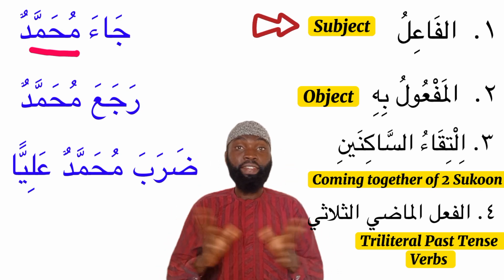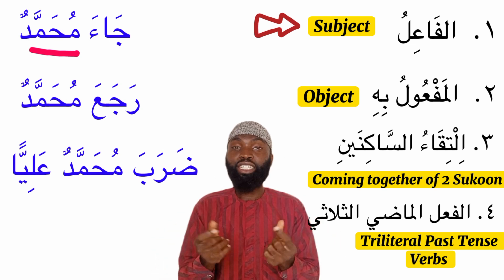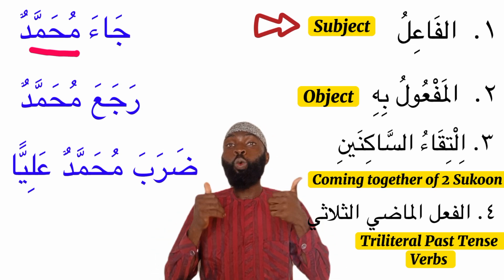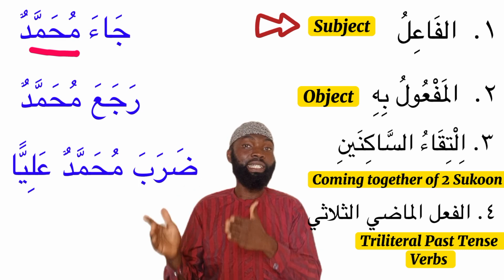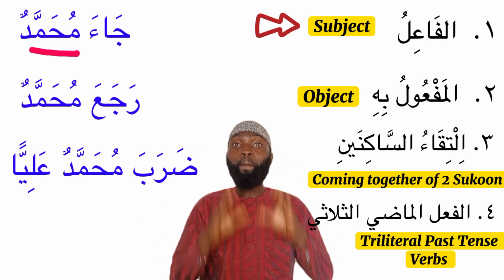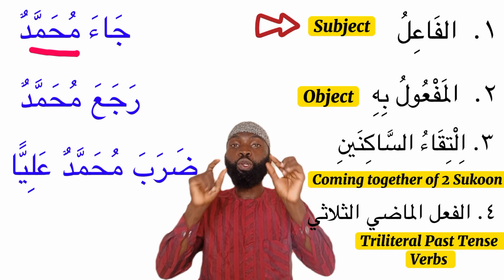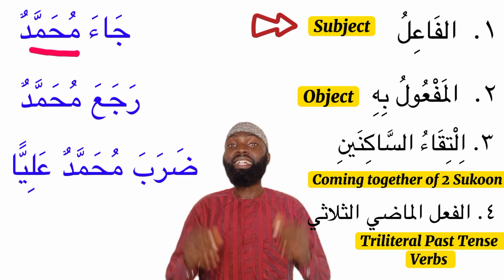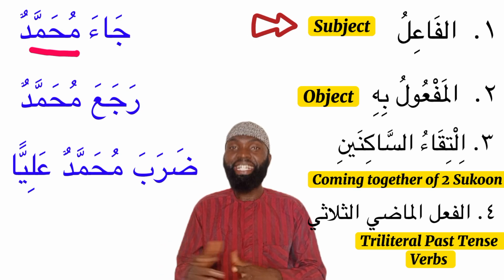And there's a specific rule which guides this, and the rule is that the subject of the sentence should be in the nominative case. What's nominative case? Meaning it should carry dhamma, except when we have some exceptions which we shall treat further. But the subject of the sentence, al-fa'il, should always be carrying dhamma, and that is what we call the raf'u case, the nominative case.